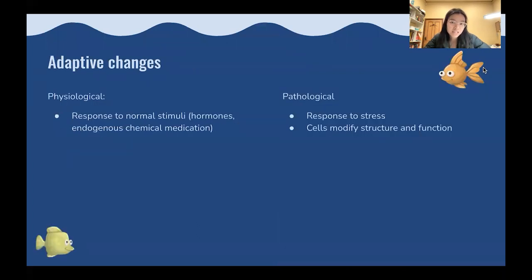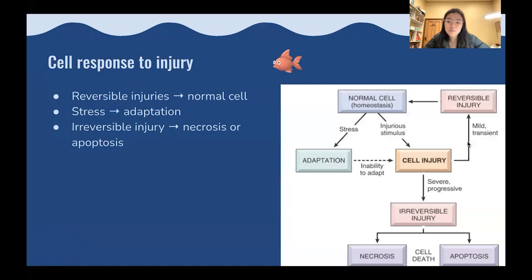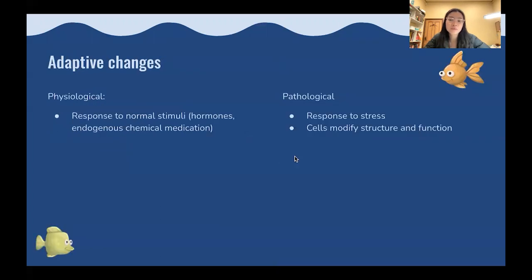So adaptive changes, you've got physiological and pathological. Physiological is a response to normal stimuli, and this includes hormones and endogenous chemical medications. Pathological changes occur when we have a lot of stress, and the cells will modify structure and function. You can see from the diagram before that adaptation doesn't necessarily mean that it will go back to the same form it was, it will be a little bit different.